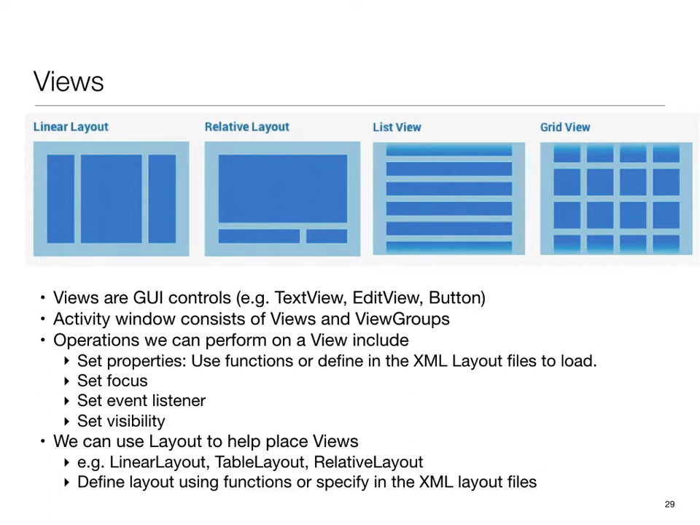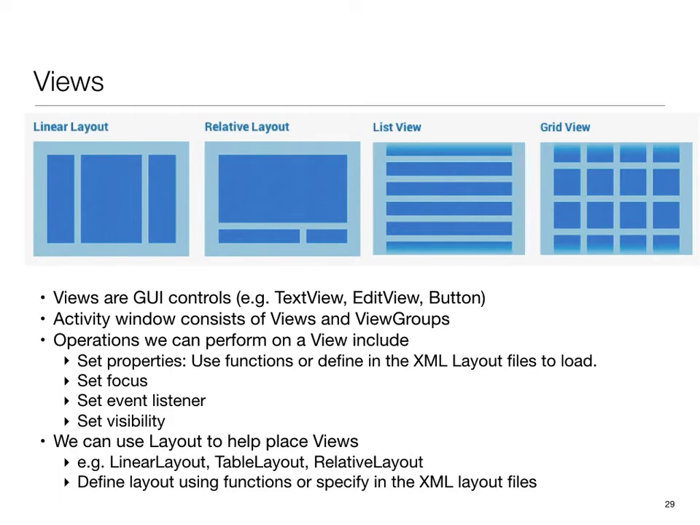As I mentioned, views are essentially the GUI controls. I showed you a text view before, but we could also have an edit view or a button. I'll show you an example in a bit. An activity window typically consists of views and view groups. So you could have, for example, lists, or it's hierarchical, where you can have a layout with nested environments. For those of you who have done GUI development, it's just like any other GUI development.